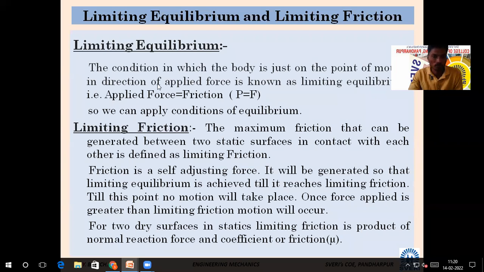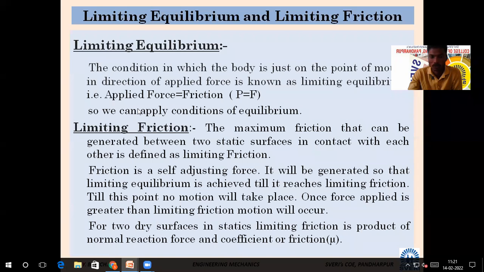So limiting friction. We were studying it, and a few problems we have also solved. We will take a quick recap and then start solving further. Limiting equilibrium: what have we studied about it? Is the body stationary in limiting equilibrium? The body is about to move. We cannot say the body is totally at equilibrium. The body is just about to move.